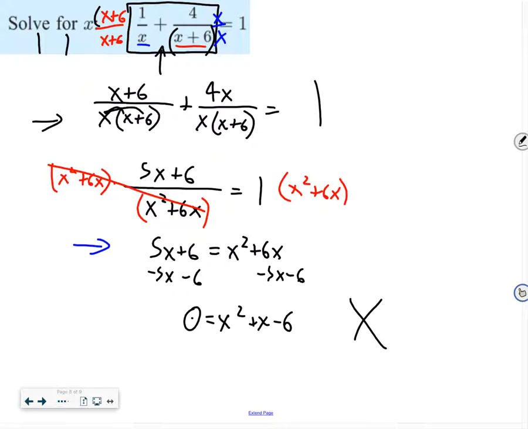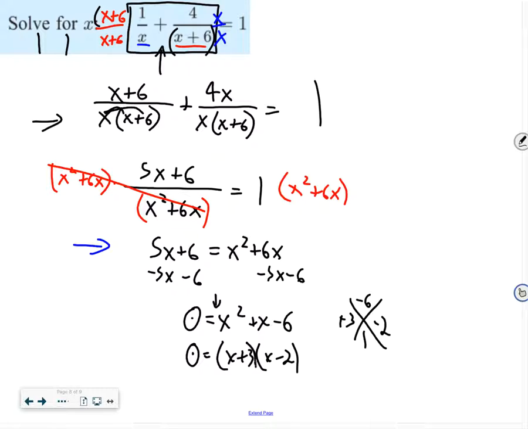Okay, so a times c is negative 6. My b value is 1. So that gives me negative 3, or positive 3, and then negative 2, multiply to be negative 6, but add to be 1. So I get 0 is equal to, here I can utilize my shortcut because I know my a is equal to 1, where this is just going to be x plus 3 times x minus 2.